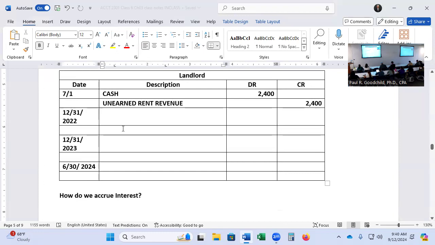Now, at the end of this year, we're able to claim 6 months of rent. So we can go ahead and say rent revenue. And this would be 6 months times 100 because we delivered on that, so 600. Sorry, don't write that one in yet. This is unearned rent revenue. And then we're going to go ahead and report rent revenue for 600.